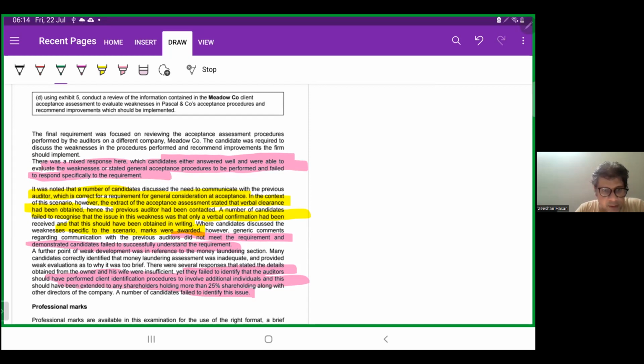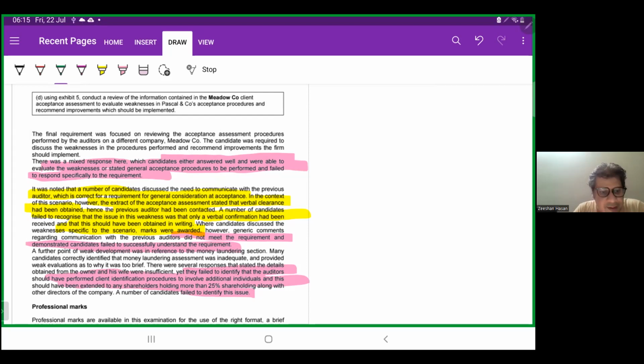A number of candidates failed to recognize that the issue in this weakness was that only a verbal confirmation had been received, and this should have been obtained in writing. Where candidates discussed the weakness specific to the scenario, marks were awarded. However, general comments which are not related to the scenario regarding communication with the previous auditor did not meet the requirement and demonstrated candidates failed to successfully understand the requirement.